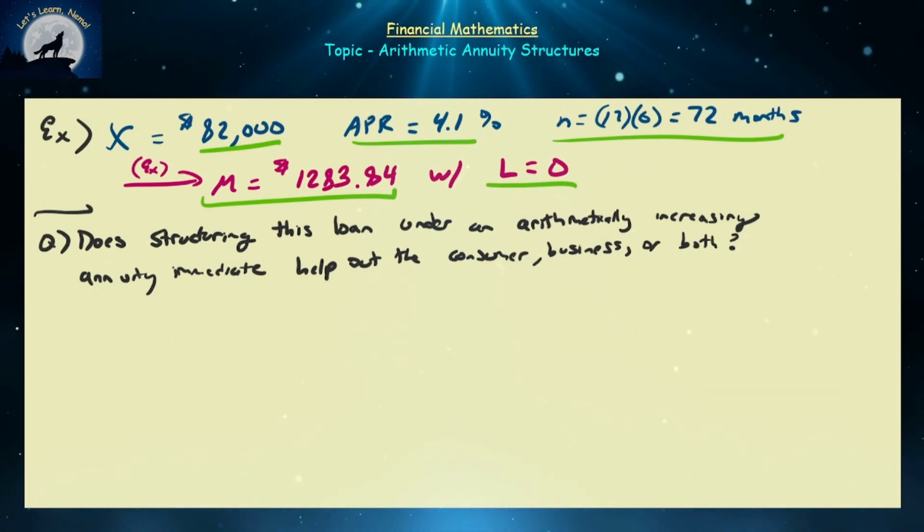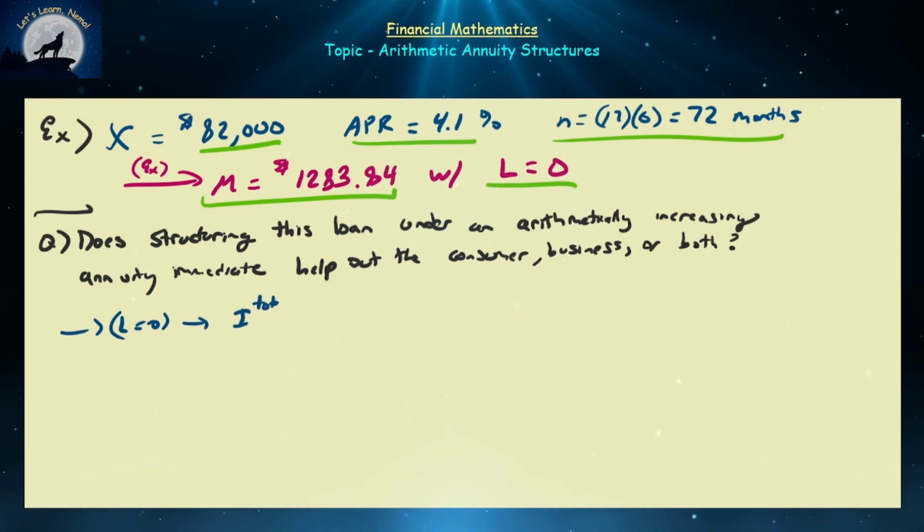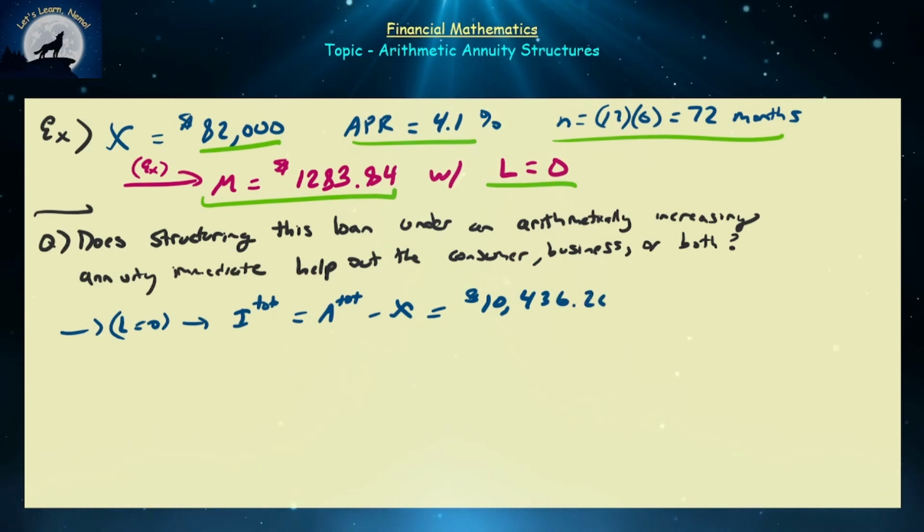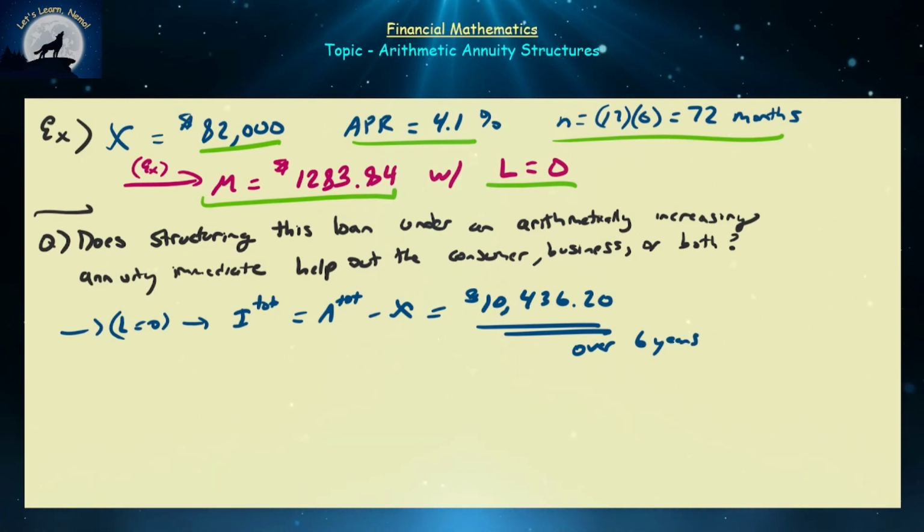So another thing that you should be able to calculate under L equal to 0 is that the amount in total that you'll pay towards interest, keep in mind, is the total amount paid, n times the monthly payment, minus your principal, will be equal to $10,436.20, right? And that's obviously going to be over 6 years. So if the bank can get more than that, then obviously the bank will be happy. If it gets less than that, the bank will not be happy.